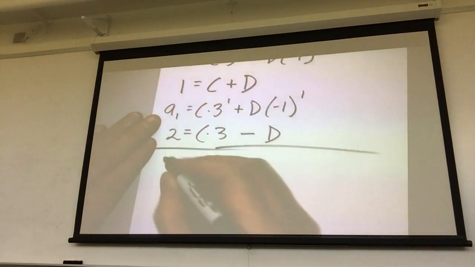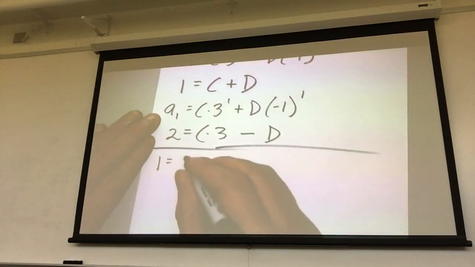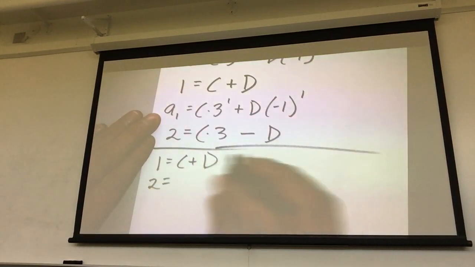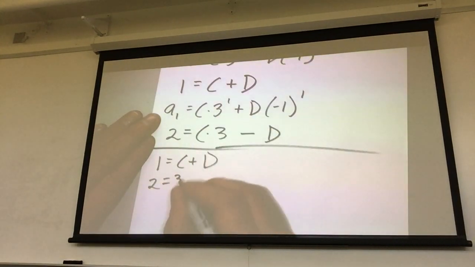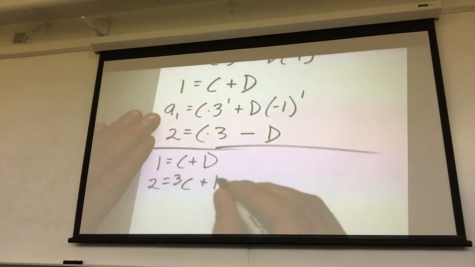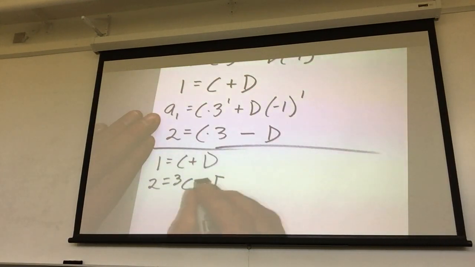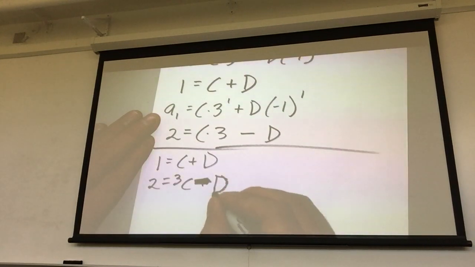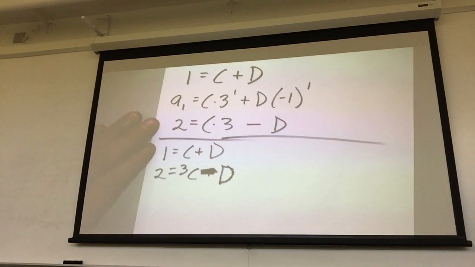And so if I look at those equations, 1 equals C plus D, and 2 is going to equal, you know what, I'm going to move that 3 to the other side just because it's easier on my eyes. 3C minus D.